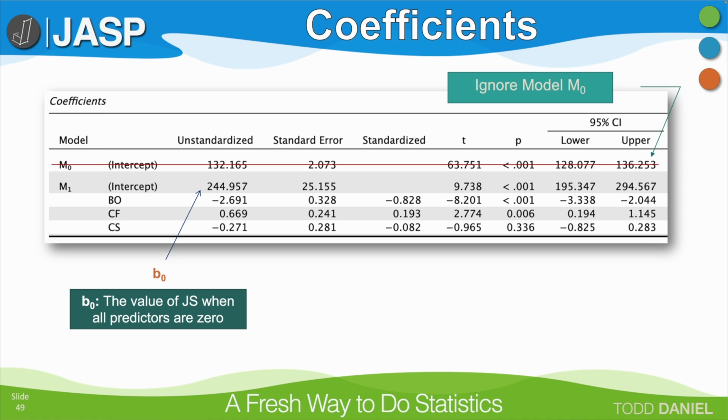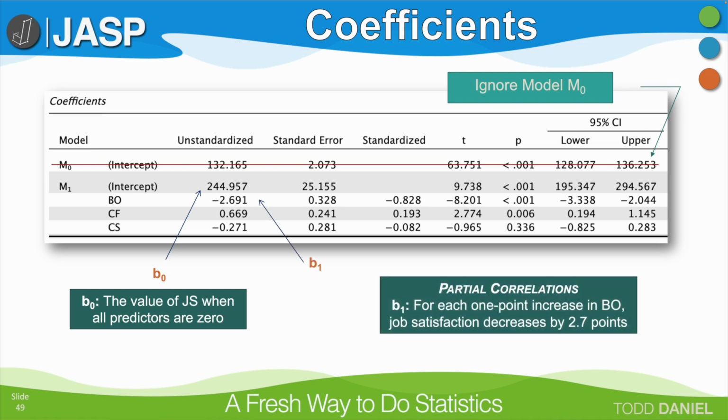Our first predictor, unstandardized predictor, is b sub 1. It's a negative 2.691. How do you interpret that? The interpretation of a beta value is that for each 1 point increase in burnout, job satisfaction decreases, this is a negative number, by 2.7 points.